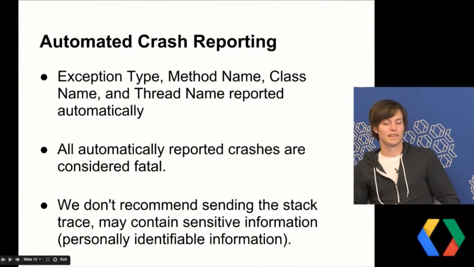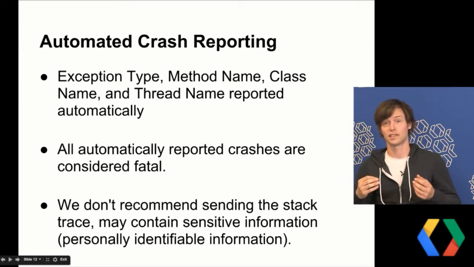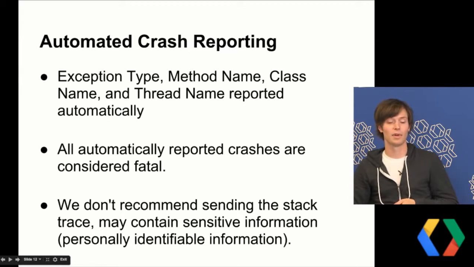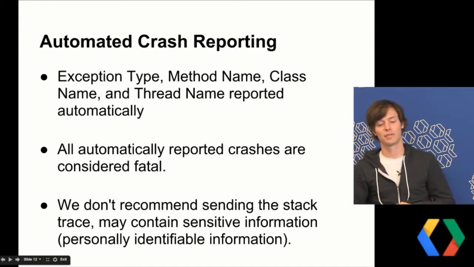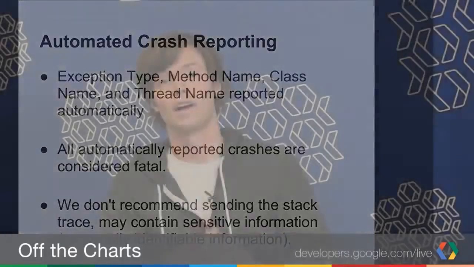And this is the point I wanted to get to. We don't really recommend sending the stack trace reason or trying to stuff a whole bunch of information from the stack trace into the description field. Number one, because the description field is actually quite small. It's only 100 characters. But number two, maybe more importantly, that stack trace may contain some sensitive personal information or personally identifiable information. And it is a big no-no to send that kind of data to GA. So our solution sends exception type, method name, class name, and thread name. And if you're doing this on your own, I would recommend that you send similar fields.